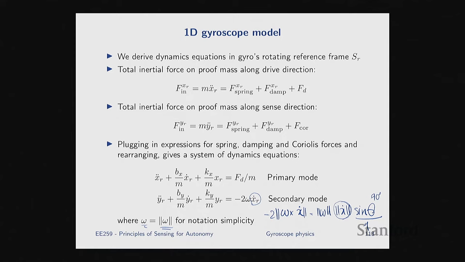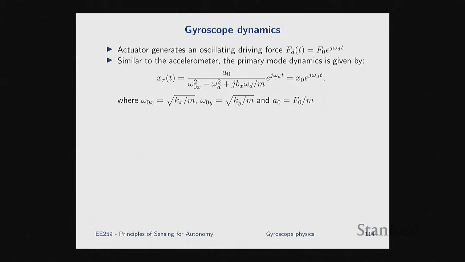So let's solve it. To solve it, of course, we need to decide what driving force we need to generate inside the device. How are we going to drive this proof mass? And the way it's driven, and that's why these devices are called vibratory gyroscopes, is that the driving force is a harmonic term. So it's just some F0 times e to the j omega d times t. So omega d is the driving frequency, and you just generate the sinusoidal drive force to move the mass.